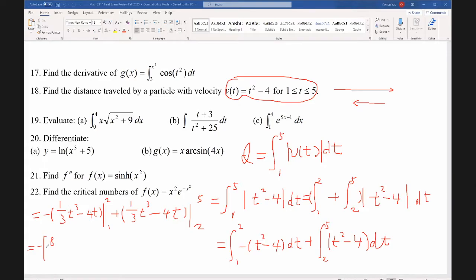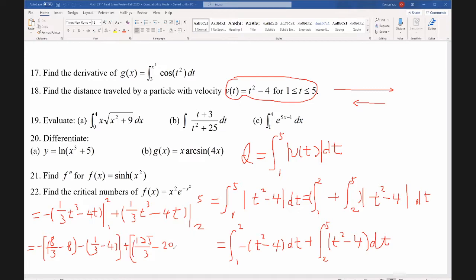8 over 3, minus this is 8, right? When t equals 1, put a 1 inside. This will be 1/3 minus 4. Okay, this is the first part. Plus, put a 5 inside. This is 125 over 3. Minus 5 inside. This is 20.